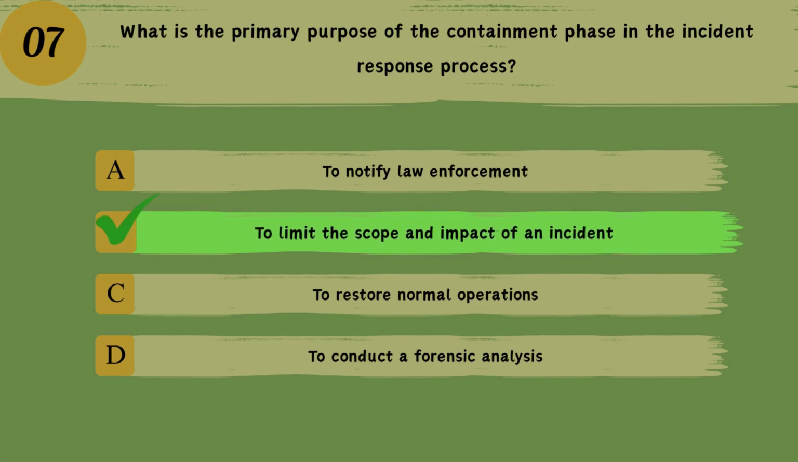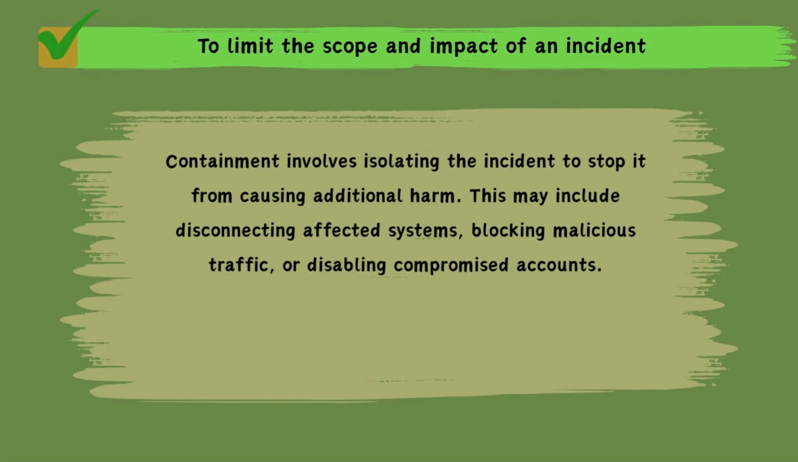Correct answer. B. To limit the scope and impact of an incident. Containment involves isolating the incident to stop it from causing additional harm. This may include disconnecting affected systems, blocking malicious traffic, or disabling compromised accounts.